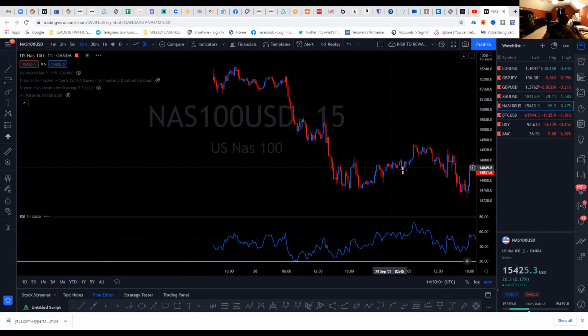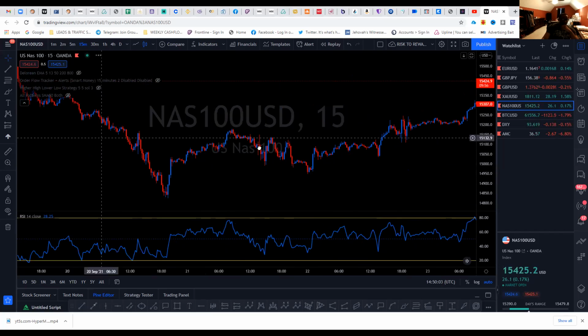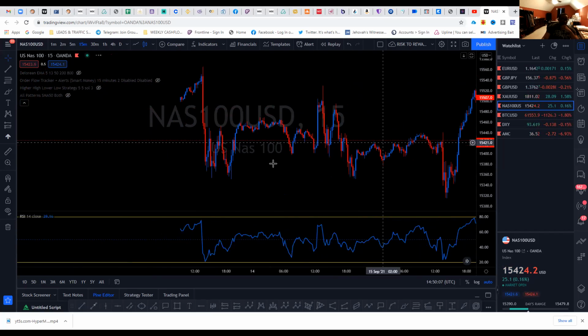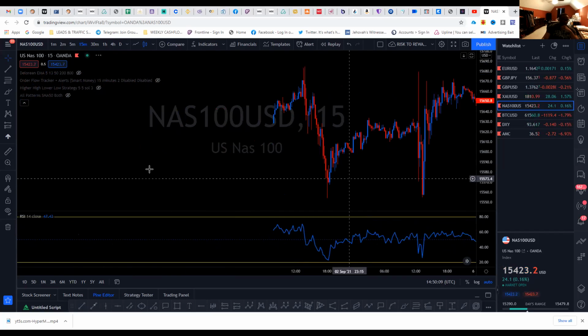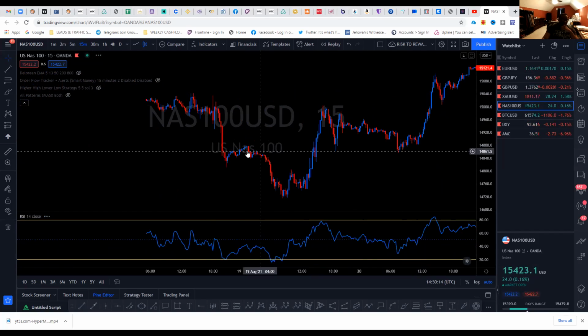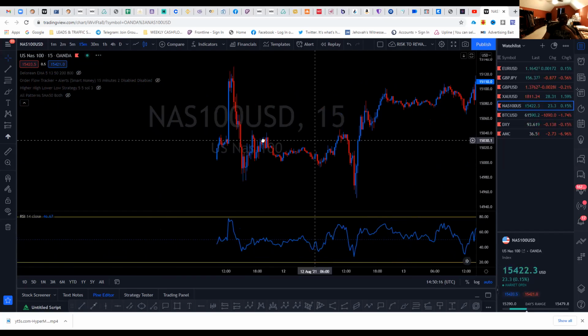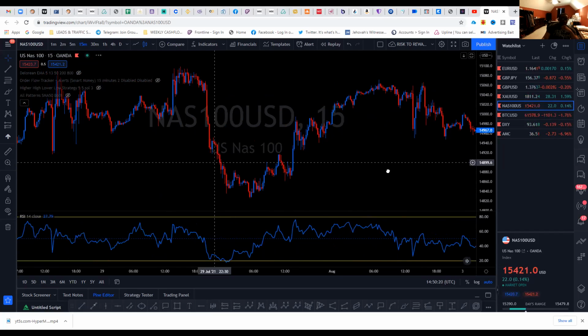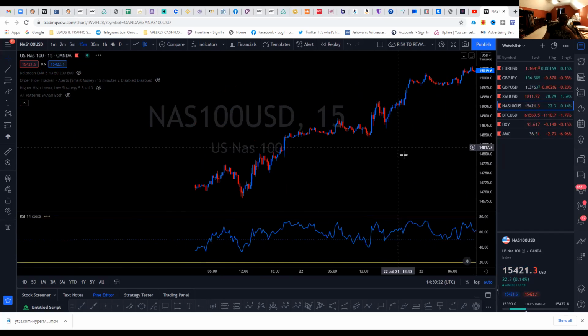All right, so the first thing we're going to do is we'll go all the way back in time. That way we can determine what price is doing in the past with these zones and supply and demand, and then we'll know what it's doing in the future.